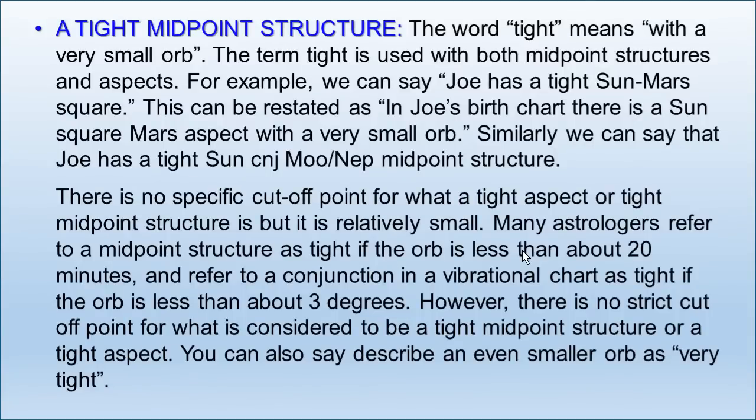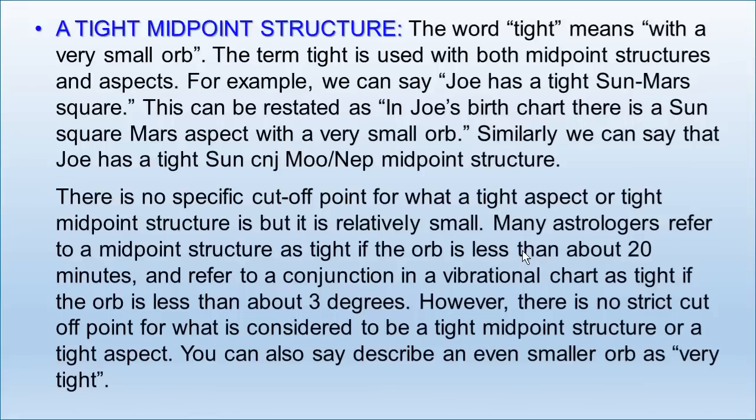Now, a little more terminology. We learned what a midpoint structure is: a planet conjunct or opposition the midpoint of two other planets. You'll very often hear vibrational astrologers say that there is a tight midpoint structure. What exactly does the word tight mean? The word tight means with a very small orb.